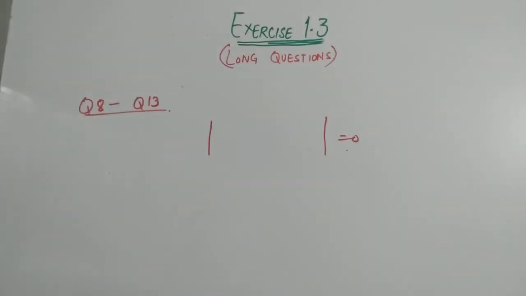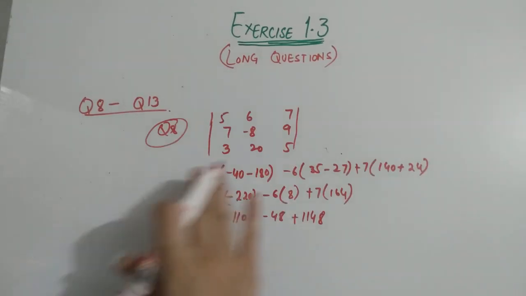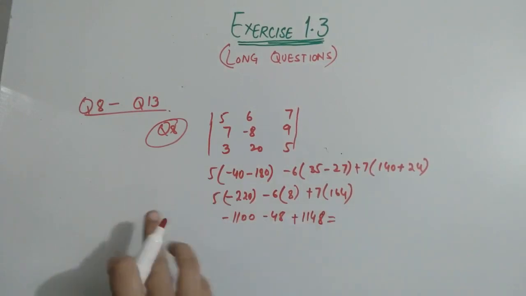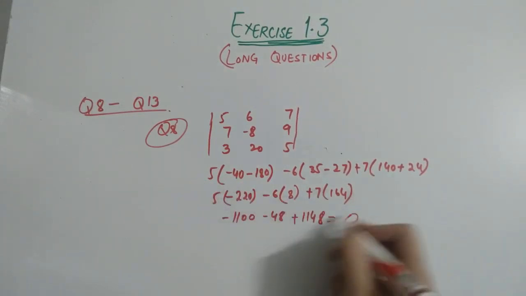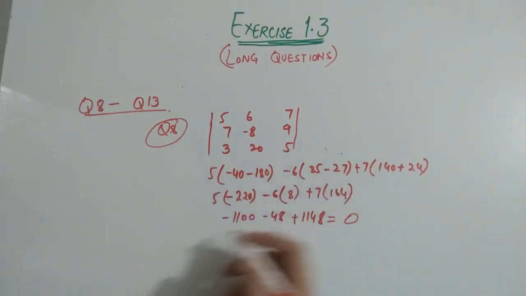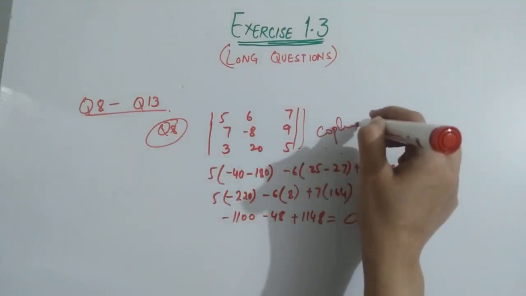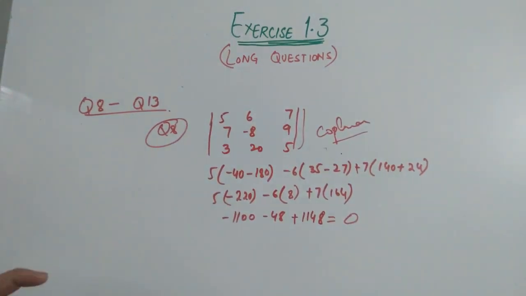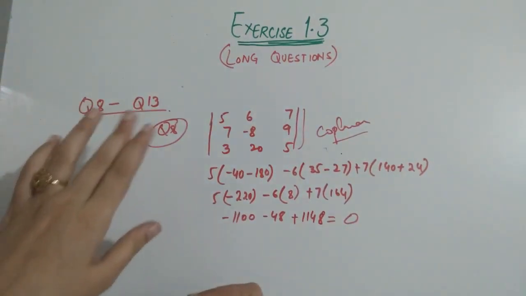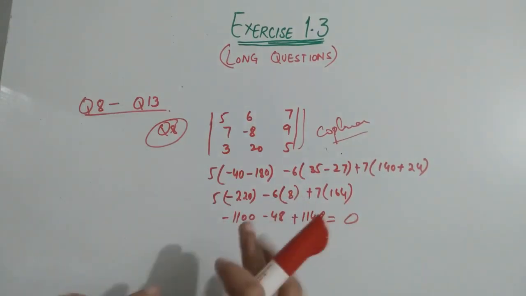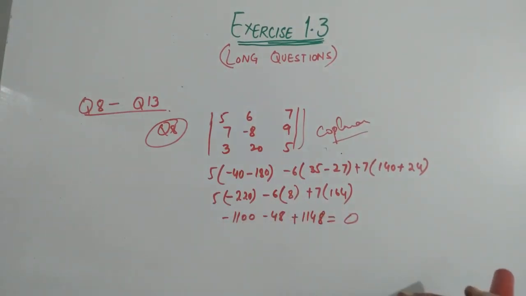Coplanar. So just for practice and just for demo, I have solved question number 8 here. The determinant turned out to be 0. It means that these three vectors are coplanar. In the other questions, from question number 9 to question number 13, you just have to find the determinant. If it turns out to be 0, then the vectors will be coplanar, otherwise non-coplanar.